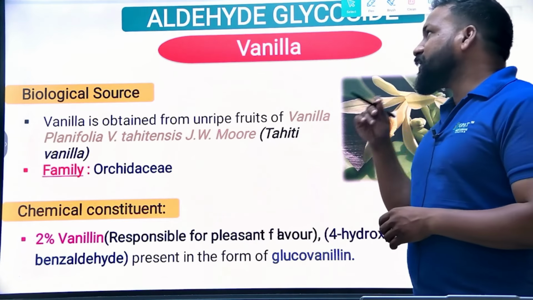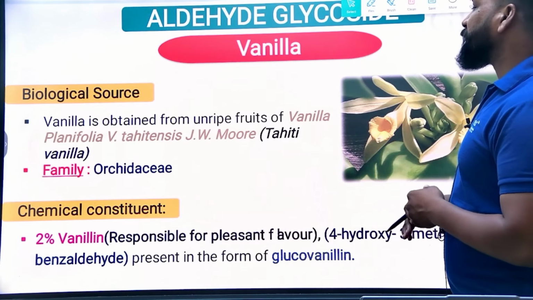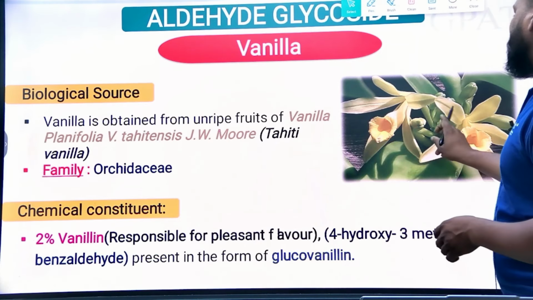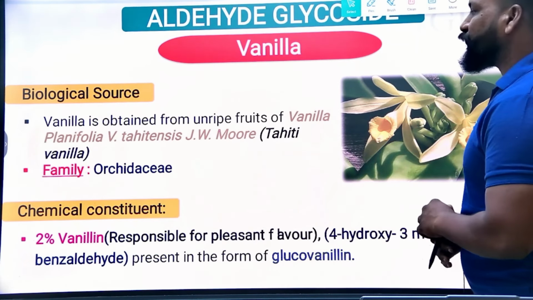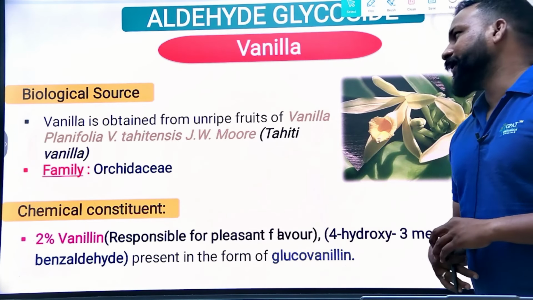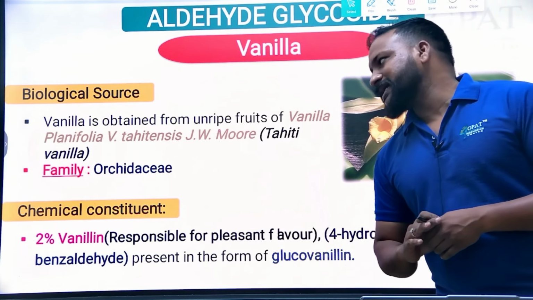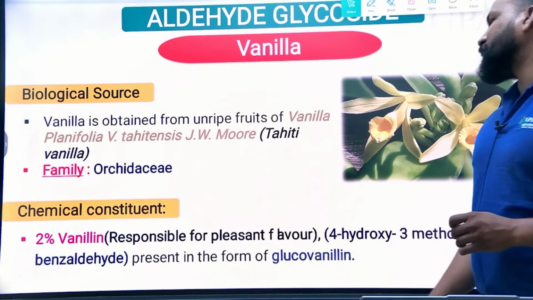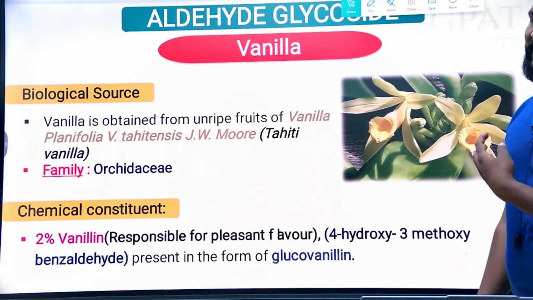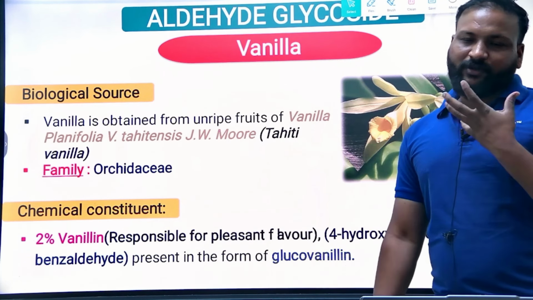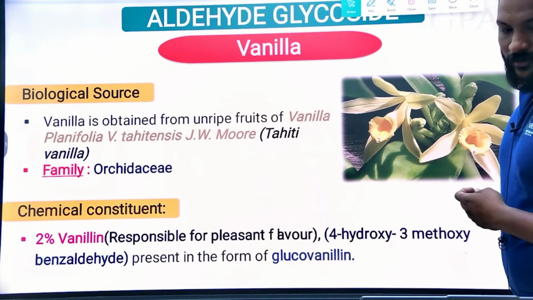Now it is an aldehyde glycoside. Vanilla is obtained from the unripe fruits, the vanilla pods of Vanilla planifolia, Vanilla tahitensis, and Vanilla pompona, family Orchidaceae. Two percent vanillin is responsible for the pleasant flavor. This one we are mainly using in most of the confectioneries, and also in the perfumery industries as well.